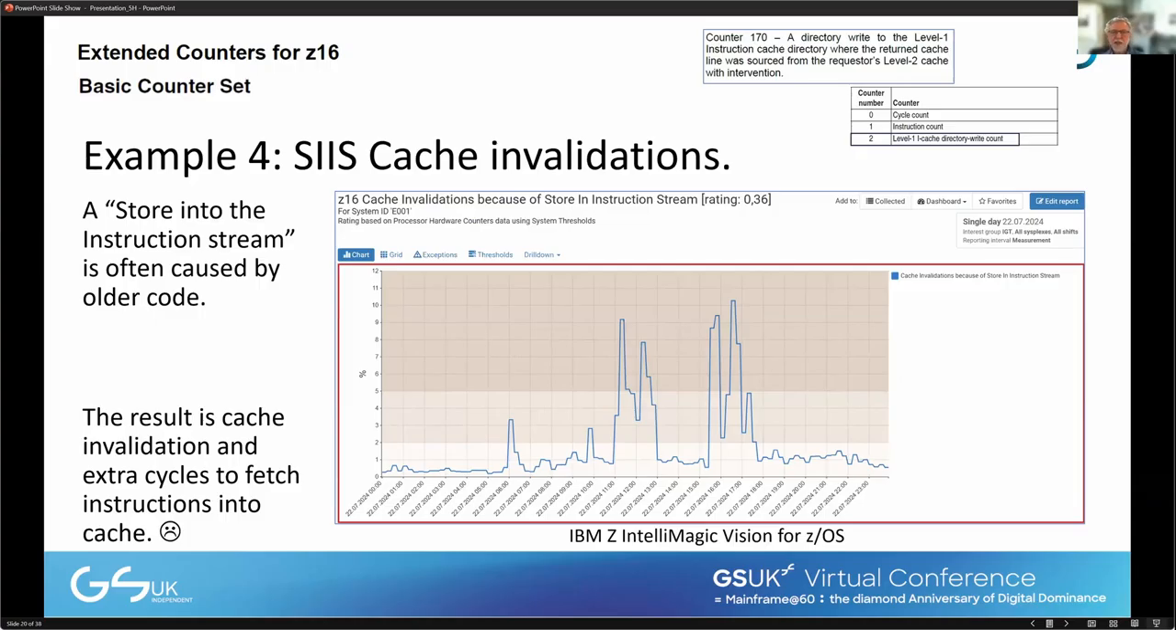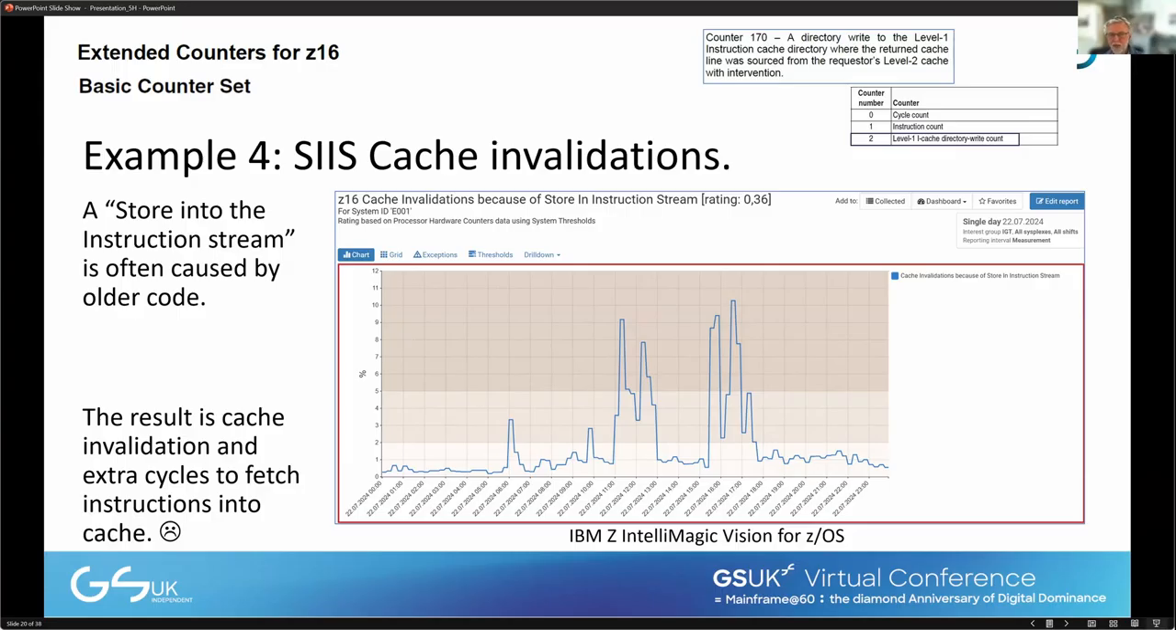So this is an interesting chart, and the title is Store in Instruction Stream Invalidations, SIIS. What we're looking at here is basically an invalidation in the cache because data is present when instructions are being executed, and all of a sudden the cache needs to be flushed, and that new instruction data needs to be reloaded. So that's a very expensive cycle problem that we really want to avoid.